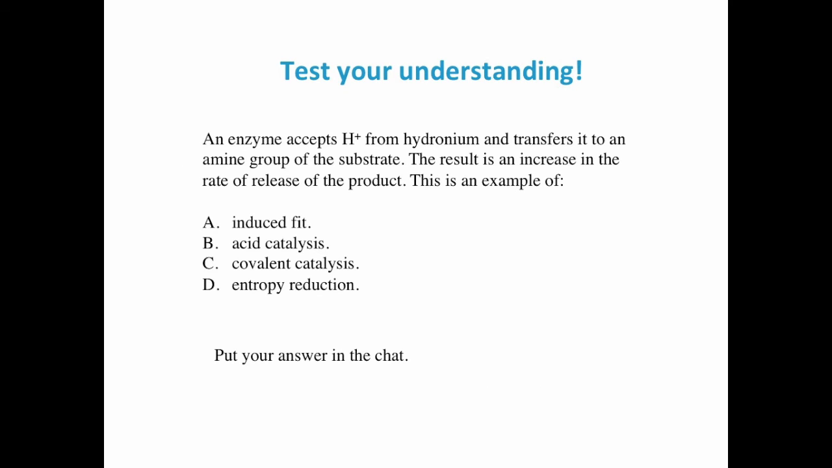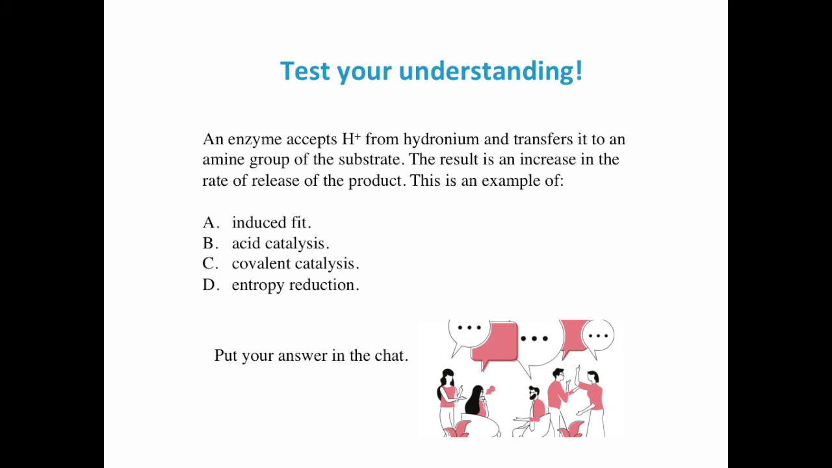If an enzyme accepts H+ from hydronium and transfers it to an amine group of the substrate, this can result in an increase in the rate of release of the product. What would this be an example of? Induced fit, acid catalysis, covalent catalysis, or entropy reduction? Put your answer in the chat.